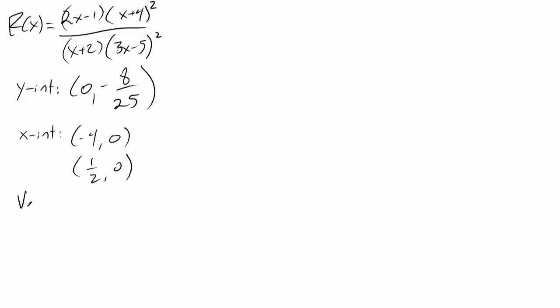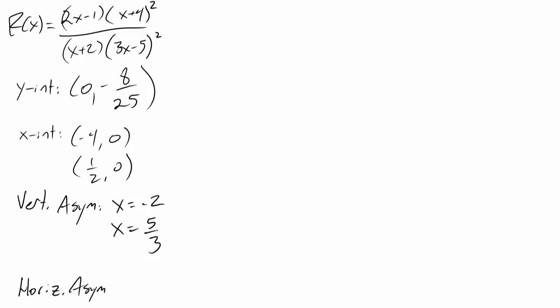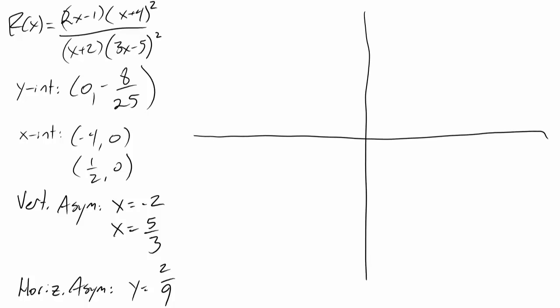We found two vertical asymptotes at x equals negative 2 and x equals 5/3. And we found a horizontal asymptote at the line y equals 2/9. So with all of that information, what we're going to do is put it all together to draw a sketch of this graph.